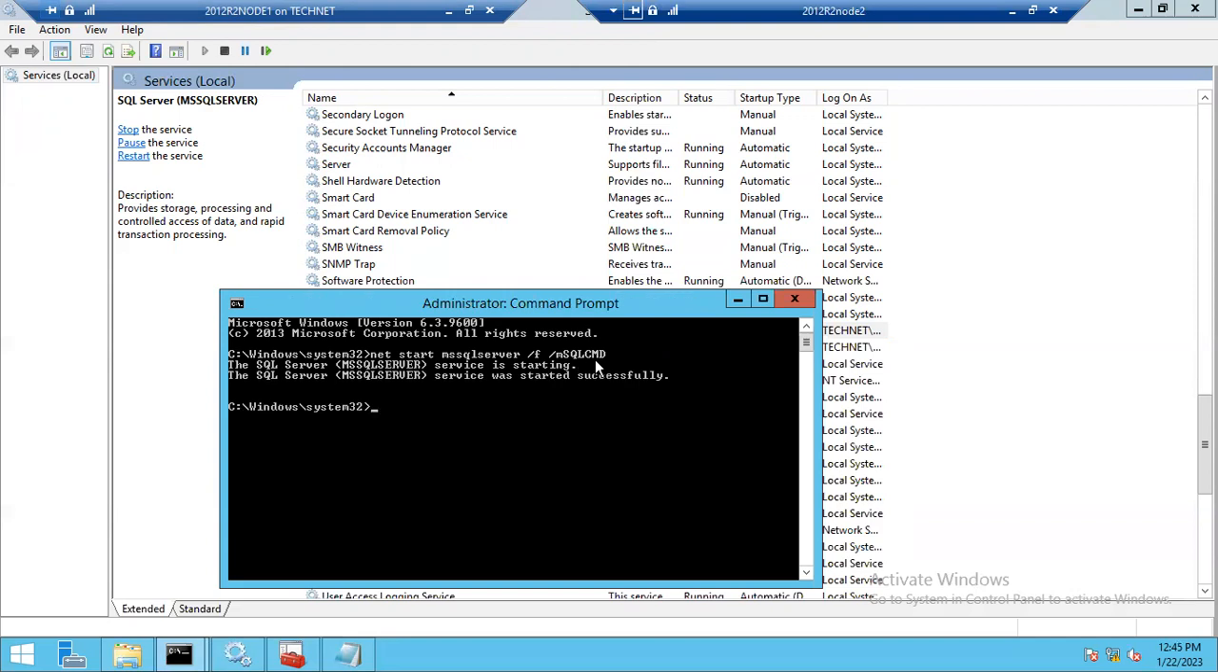Now let's connect to SQL Server. How will you connect? Using SQLCMD. If it is a default instance, you can just type SQLCMD and hit enter. Otherwise, you will have to provide the server name using the -S parameter. This is a default instance, so I'm using SQLCMD, hit enter. Right, I'm good. I have connected to SQL Server.